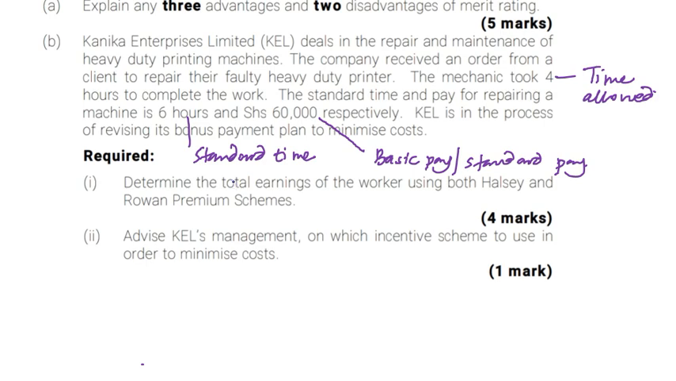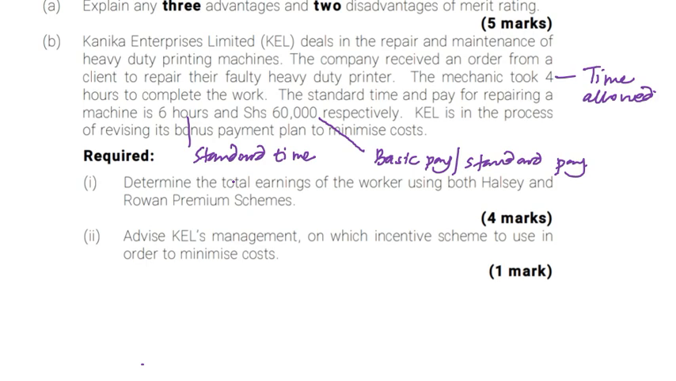That is if they work for 6 hours. So if they work for 6 hours, then their pay is 60,000. Now, KEL is in the process of revising its bonus payment plan to minimize costs. What are we required to do?